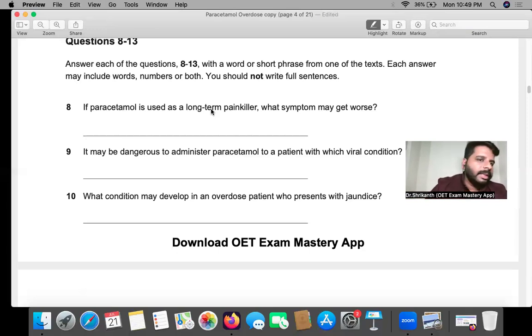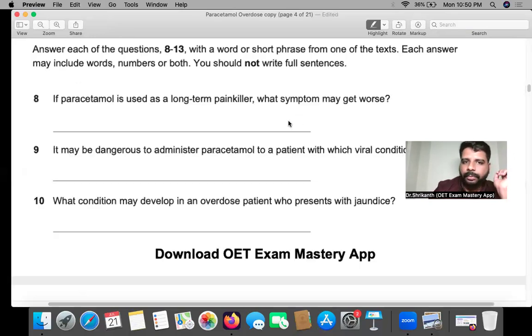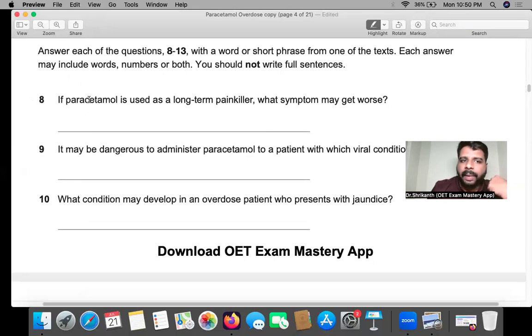Okay, so now let's do some random questions from short answer questions and some random questions from the fill in the blank questions. So what's the eighth question over here? The eighth question is, if paracetamol is used as a long-time painkiller, what symptom may get worse? Now see, the question is asking if paracetamol is used as a long-term painkiller, that is, the patient is having pain chronically, so 2 months, 3 months, 4 months, 5 months, continuously, the patient is using paracetamol as a painkiller. In that situation, what symptom may get worse?